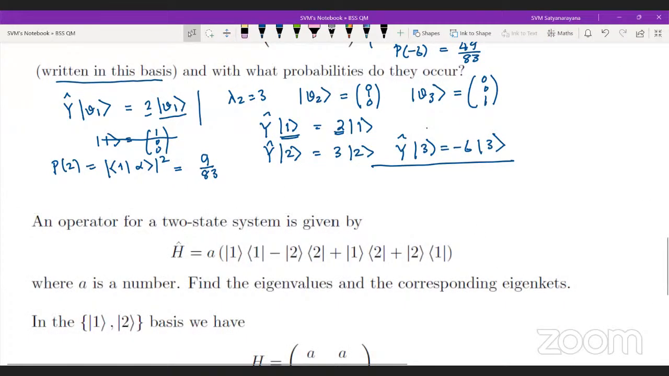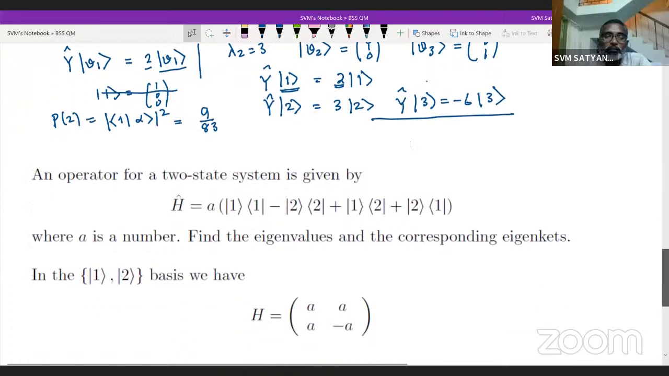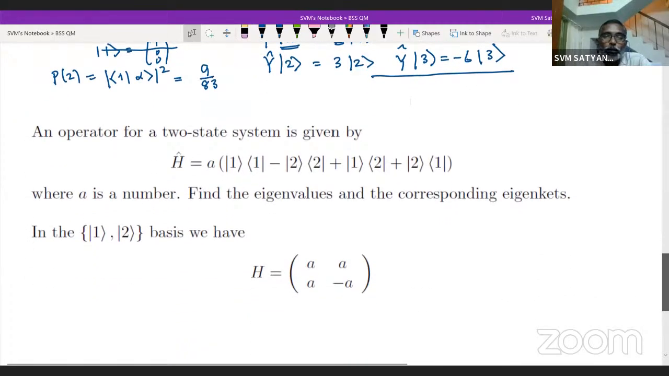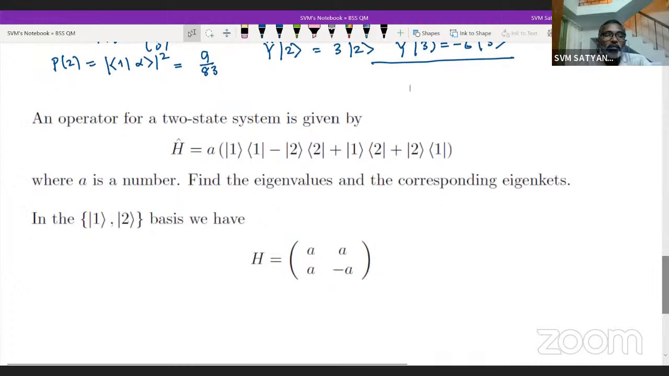Okay. So if it is fine, then let's just go to the next question. Here we have an operator for a two-state system that is given by this. This is a notation which, if you are not familiar with, let us discuss. Find the eigenvalues and the corresponding eigenvectors in the basis |1>, |2>.